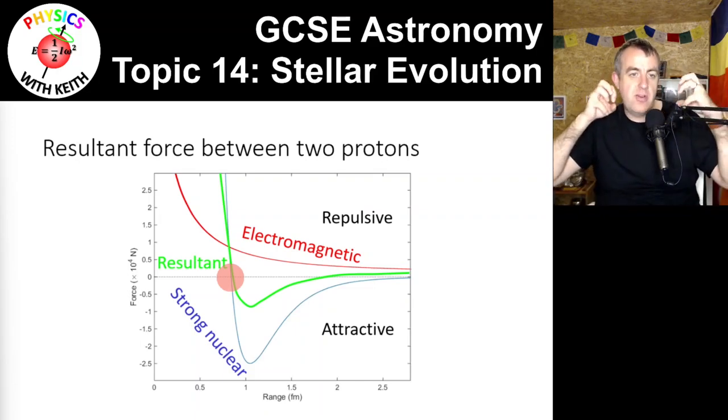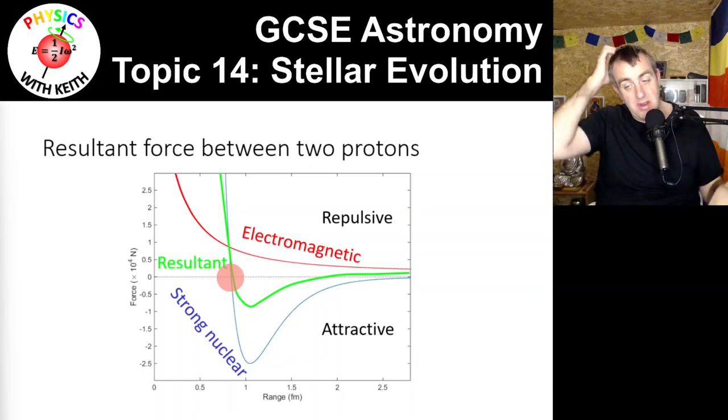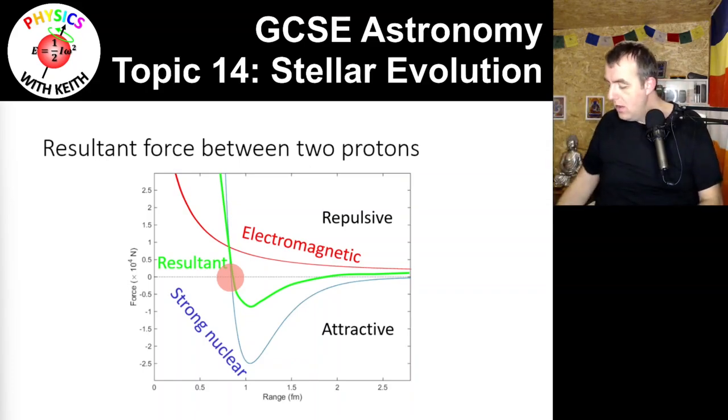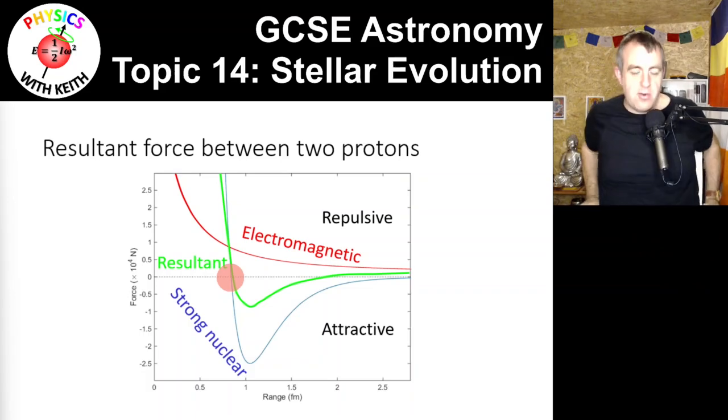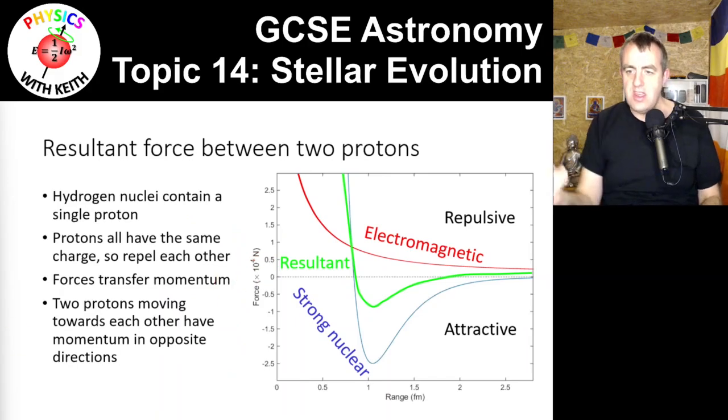And if I pull the two protons slightly further apart, they get attracted back together again. So that's a stable equilibrium. Now, the two protons aren't going to stay as protons. Actually, one of them is going to decay into a neutron, but we'll talk about that in a second. So here's some notes on this.